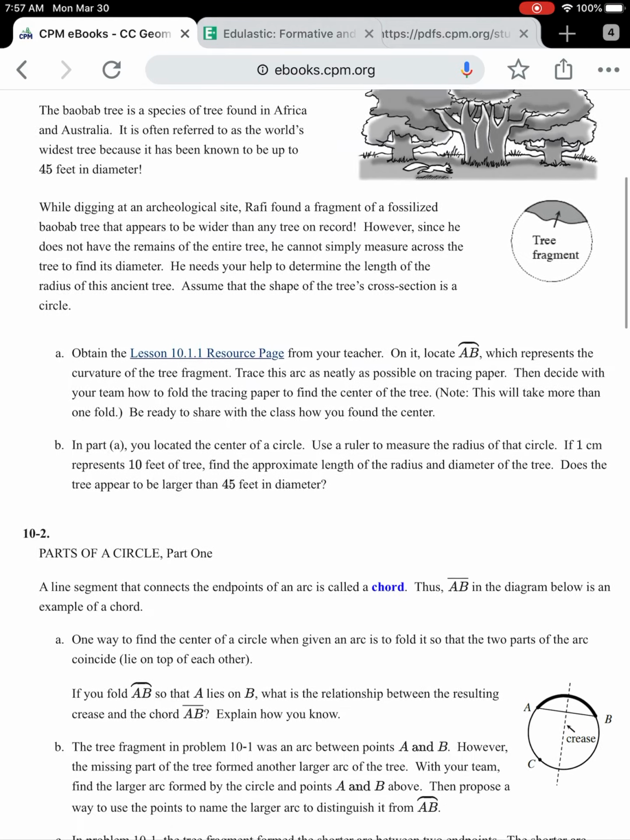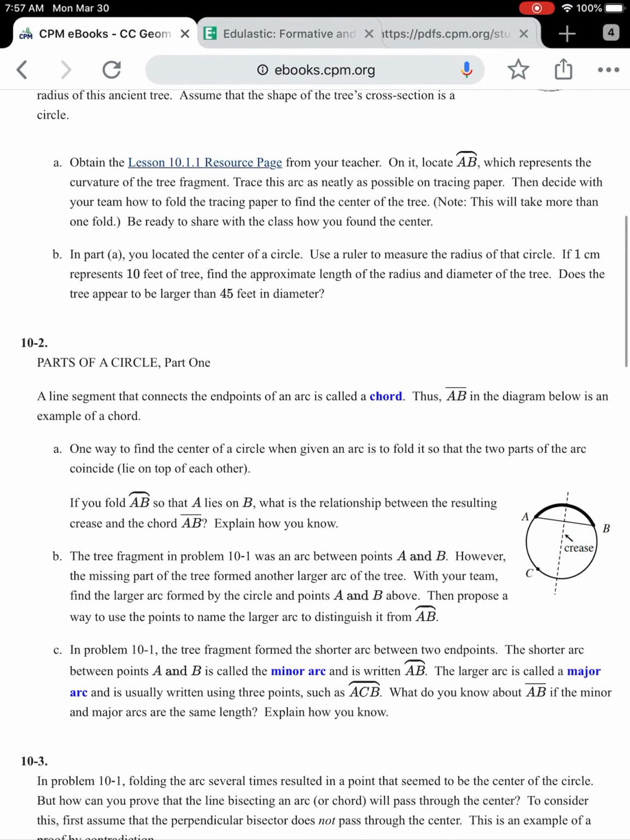So if we continue through the lesson, 10.2 was pretty important because this is where all of our new vocabulary comes from. So they explain that a chord is a line that connects with endpoints on the circle that doesn't pass through the center of the circle. So it's not a diameter, but it does connect with endpoints on the circumference of the circle.